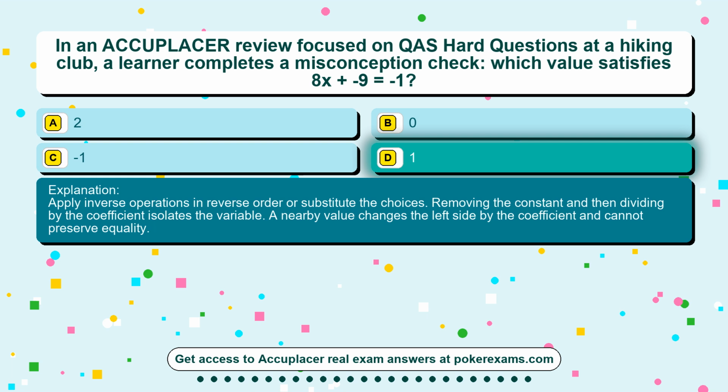Apply inverse operations in reverse order or substitute the choices. Removing the constant and then dividing by the coefficient isolates the variable. A nearby value changes the left side by the coefficient and cannot preserve equality.